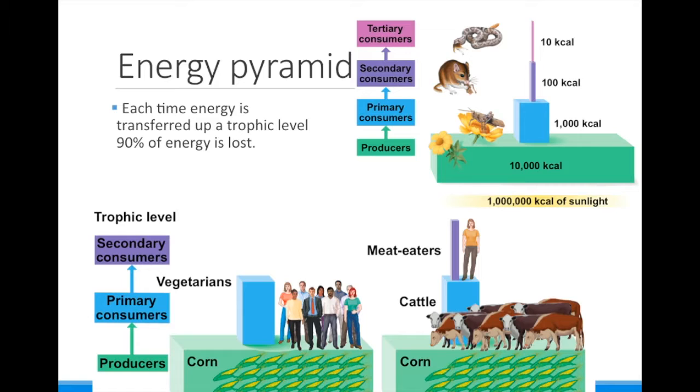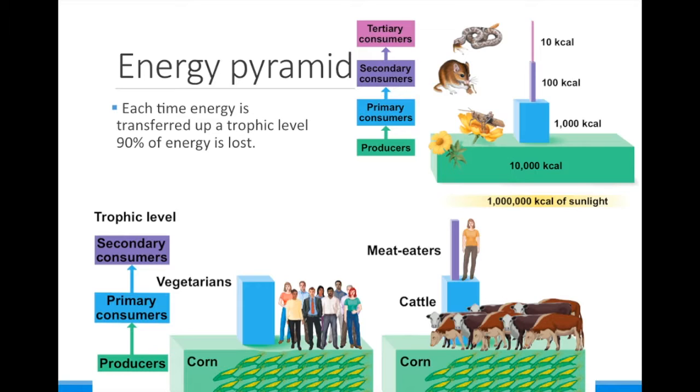Each time energy moves up the food chain, about 90% of the energy is lost. This results in what looks like an energy pyramid. For example, if you look at the pyramid on the top right, if 1 million kilocalories of sunlight energy are absorbed by plants, this would be the gross primary production. Only about 10% of that, or 10,000 kilocalories, are actually available to the consumers, the next level. This is the net primary production.